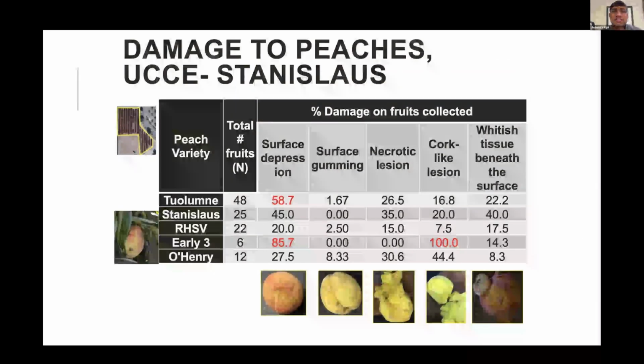I also looked at some of the damage in the peaches, and of course different types of damage, categorized in a different variety. Let me see if I can pull up the... Okay, sorry, this is the one I'm looking for. Yeah, in some cases you can see pretty significant deformation.